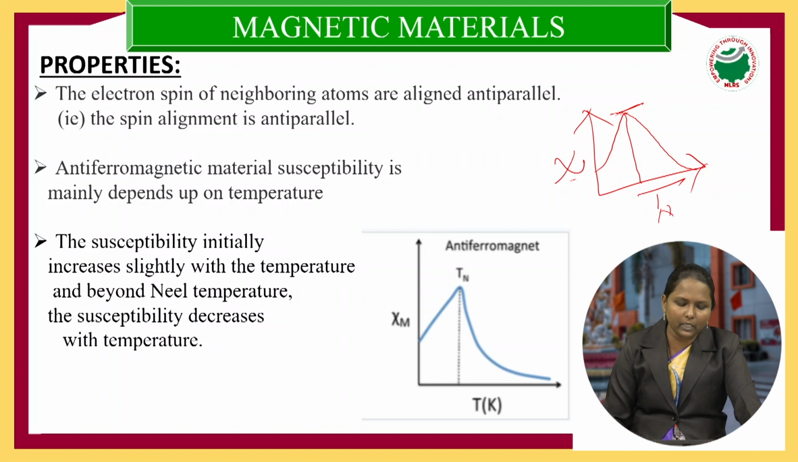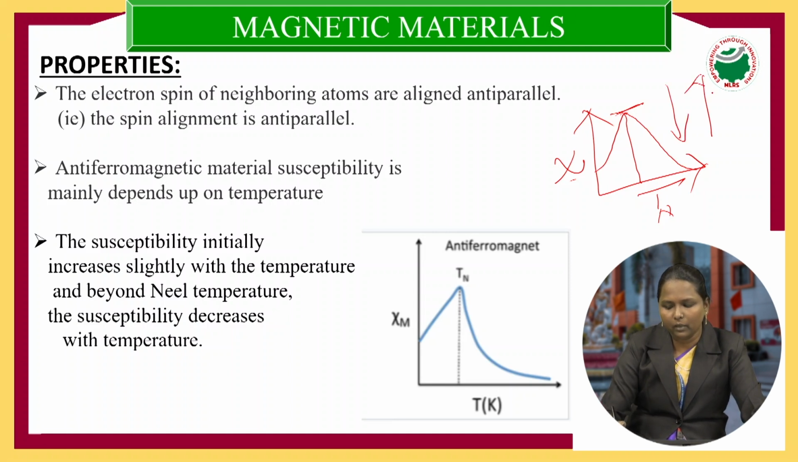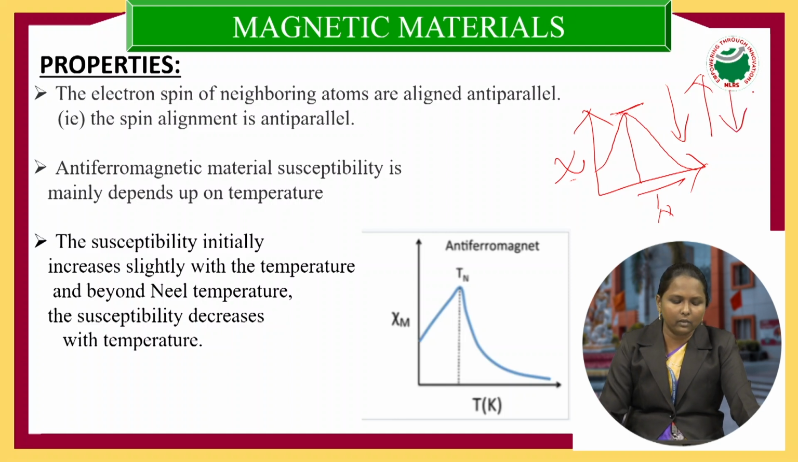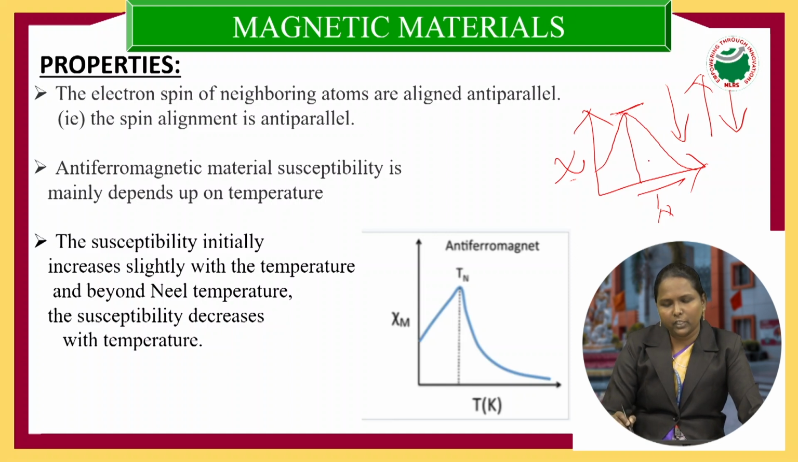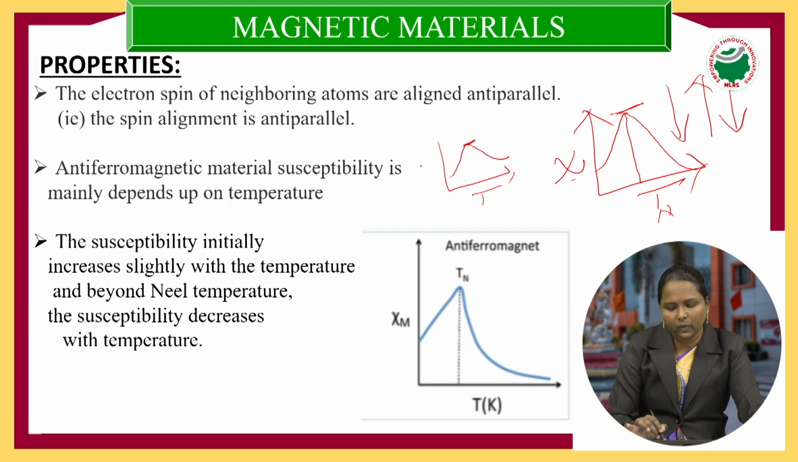Coming to the properties, the electron spins of the neighboring atoms are aligned antiparallel. This is the spin manner. The susceptibility of antiferromagnetic material completely depends upon the temperature. The temperature plays a major role in the susceptibility value. As the temperature increases, the susceptibility increases, and after getting maximum it will be decreasing.